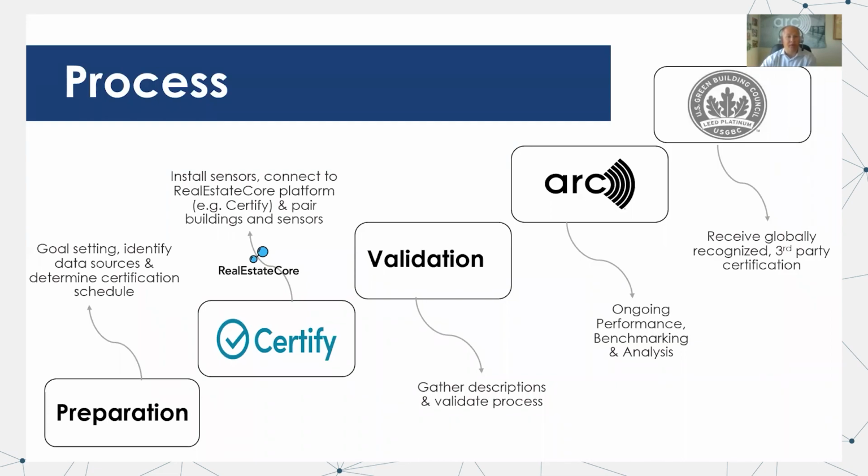The process of utilizing RealEstateCore to get to the LEED certification or just to track and benchmark your project is very straightforward. You start with the basics like goal setting, creating a certification schedule, and identifying your data collection sources. Then you install sensors and you connect them all to a RealEstateCore platform. Then you pair those buildings and sensors with the platform. This approach will let you move towards certification for an entire portfolio rather than a single building at a time approach. In this step, you document each process for how you handle your data. And by doing this and then getting the documentation validated, you can avoid this repetitive task for each individual building. A RealEstateCore platform provides all of the data to ARC, which helps you track, manage, score, and benchmark your performance.